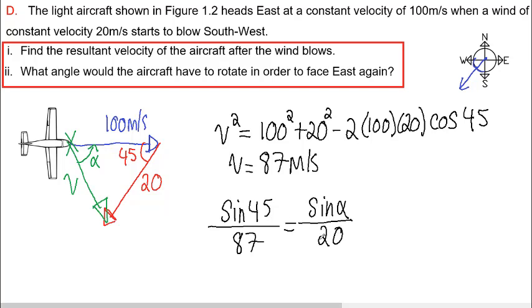Now, all you do now is find this, it's one number, cross multiply or multiply both sides by 20, so 20 goes up here, inverse sine alpha, and you find that alpha is equal to 9.35 degrees, which is the angle needed for the aircraft to go back to east.